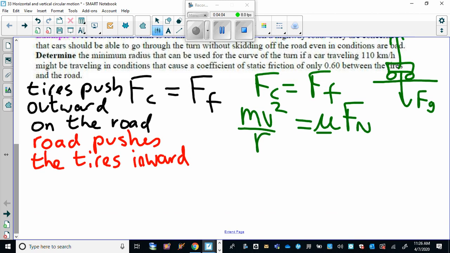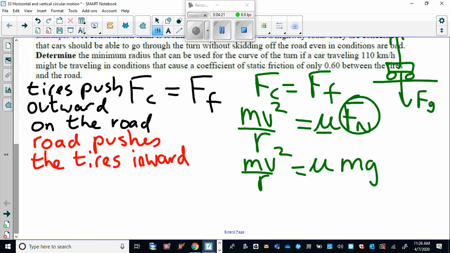So first of all, what are we solving for here? We're solving for the radius. So let's expand that formula first and change this to mg, because Fn and Fg are equal and opposite. Therefore, Fn equals Fg and Fg equals mg. And something interesting here happens, which should be very intuitive. What cancels out?